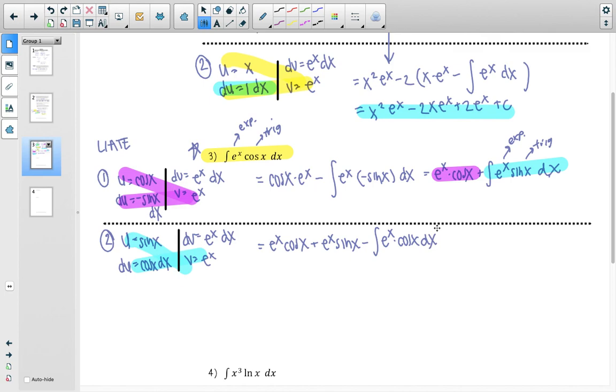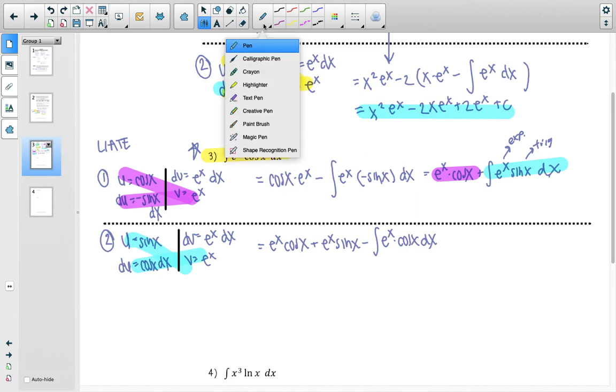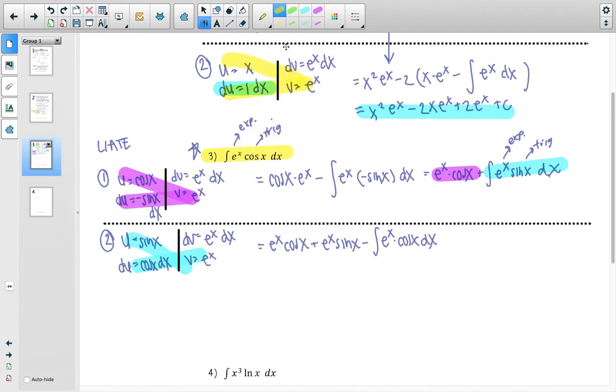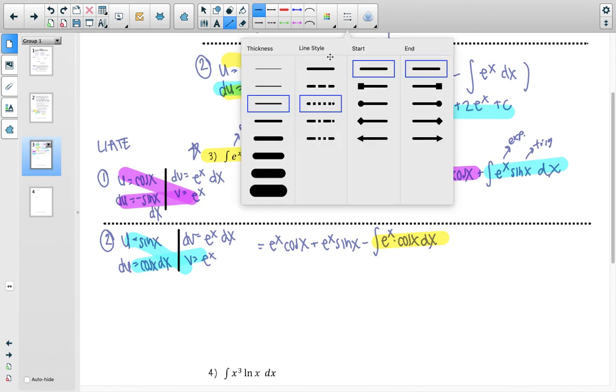So hopefully you're writing this down and you're noticing something. And hopefully what you're noticing is that this right here in the integral is exactly what we started with. So this is where the special case comes in.